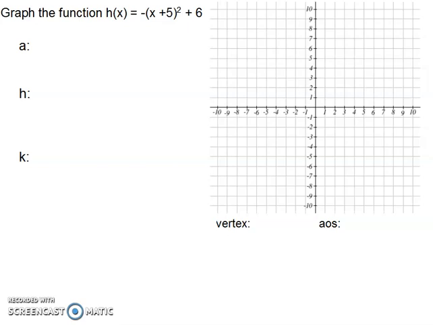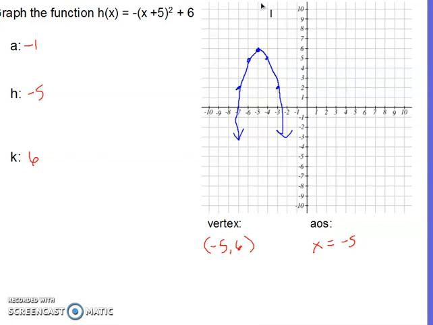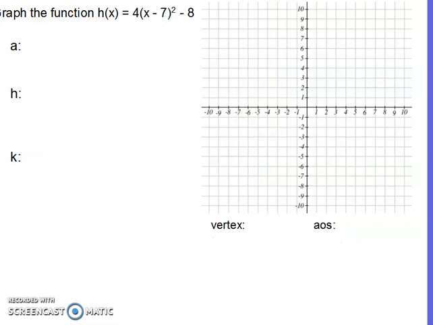All right, go ahead and pause the video and try this next one on your own. My vertex is at negative 5, 6. My parabola does have a negative 1 for that value of a, meaning that it is going to be facing downward. And my graph is going to look something like this. And that axis of symmetry is on the line x is negative 5, so we have a vertical line going directly through that vertex.